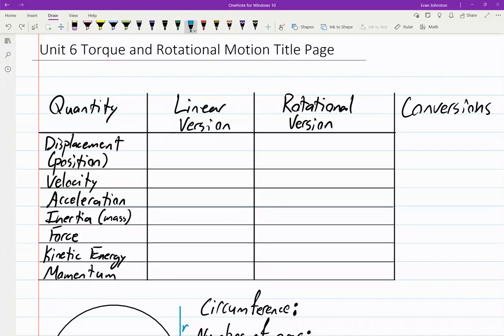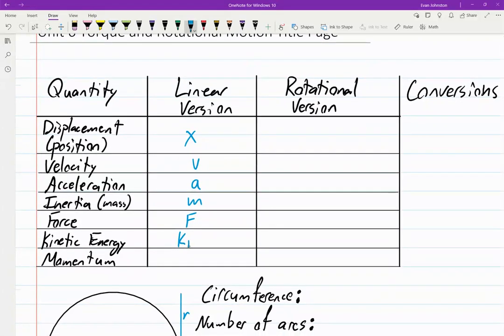Okay, cool. So hopefully you have filled it out and we can check our answers now together. We have x, we have v, we have a, we have m, we have F, we have K. Some notations use KE. I also might have seen K lin for linear, or maybe even K trans for translational. Translation means in a straight line as well. And then momentum, we have p.